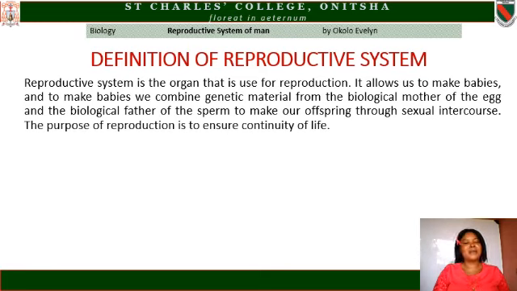You have been hearing about the reproductive system. What then is the reproductive system? The reproductive system is the organ that is used for reproduction. It allows us to make babies, and to make babies, we combine genetic material from the biological mother, the egg, and the biological father, the sperm, to make our offspring through sexual intercourse. And the purpose of reproduction is to ensure continuity of life.